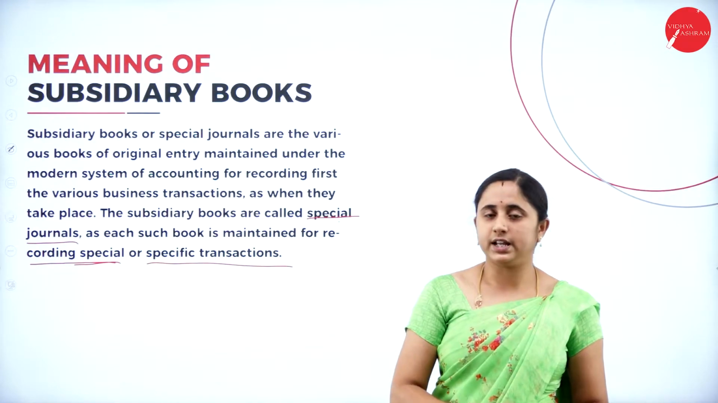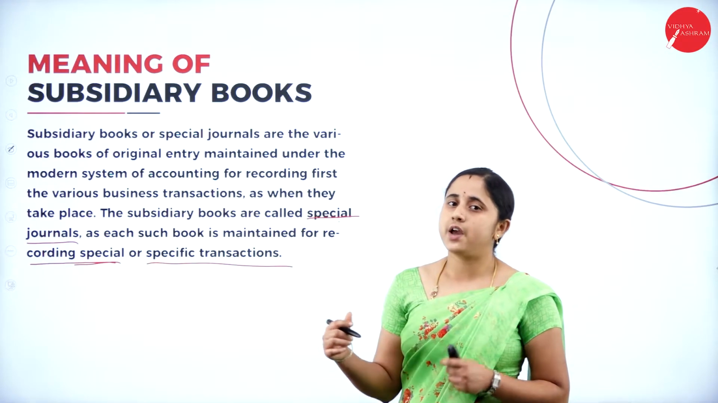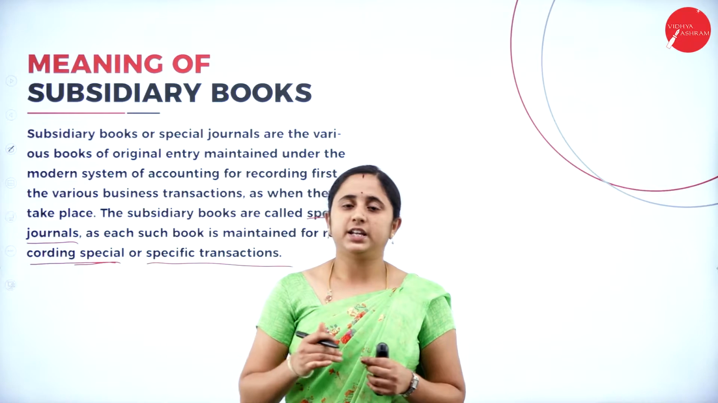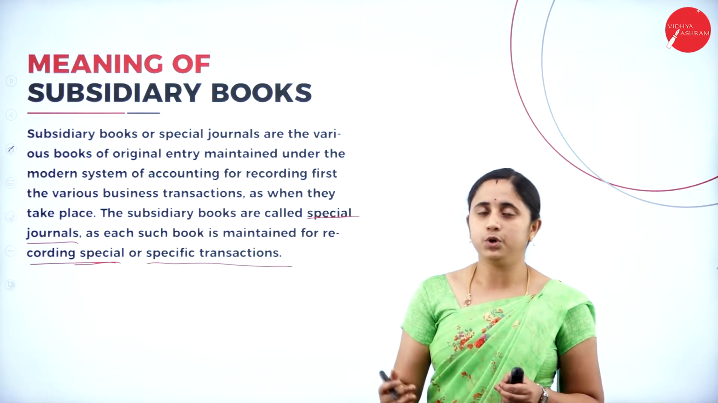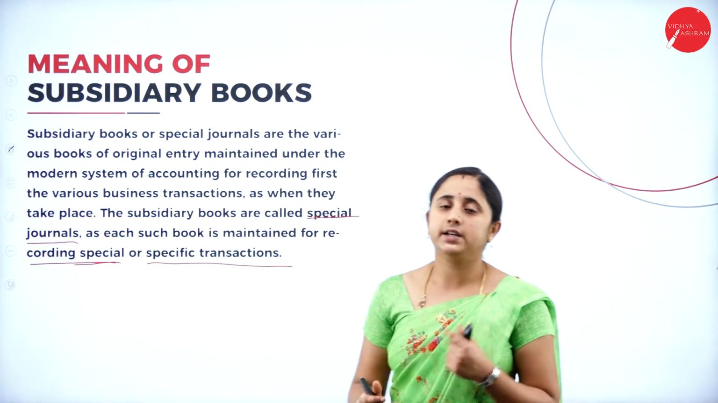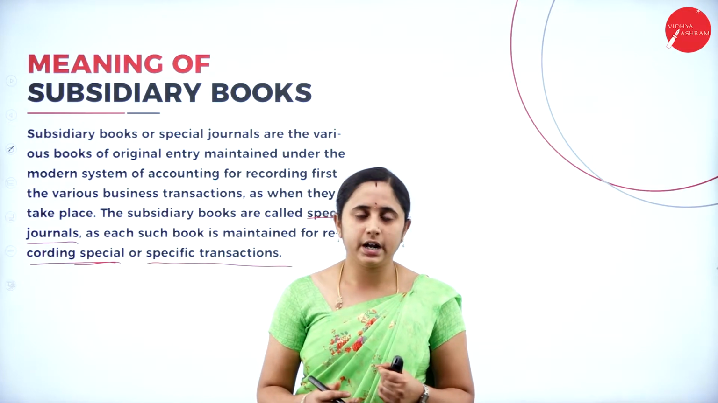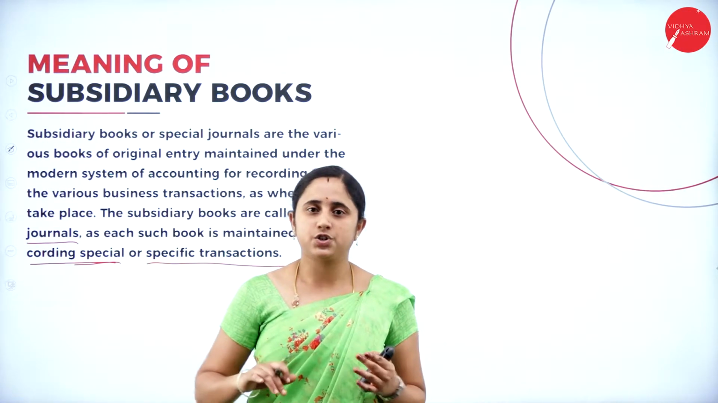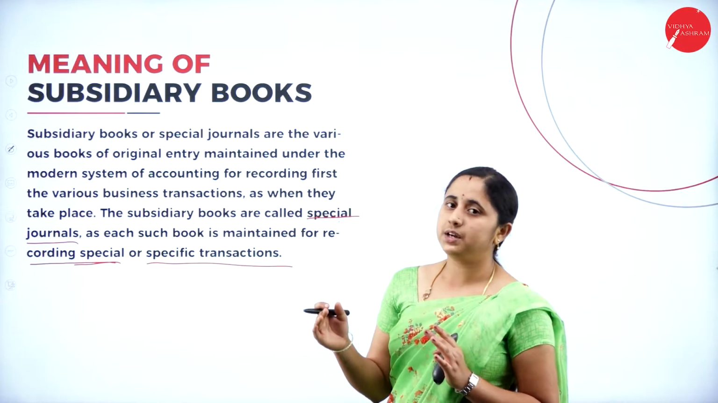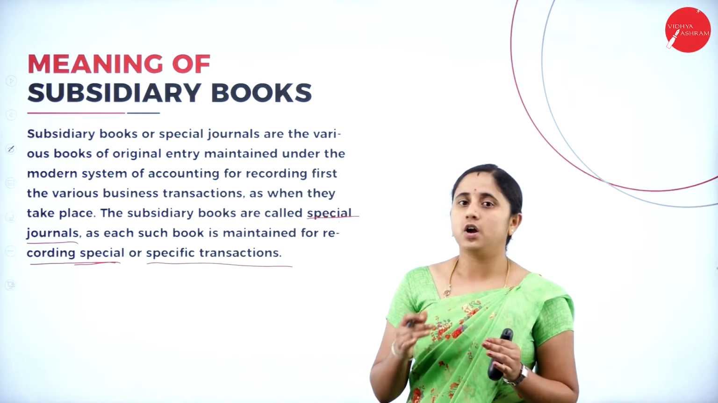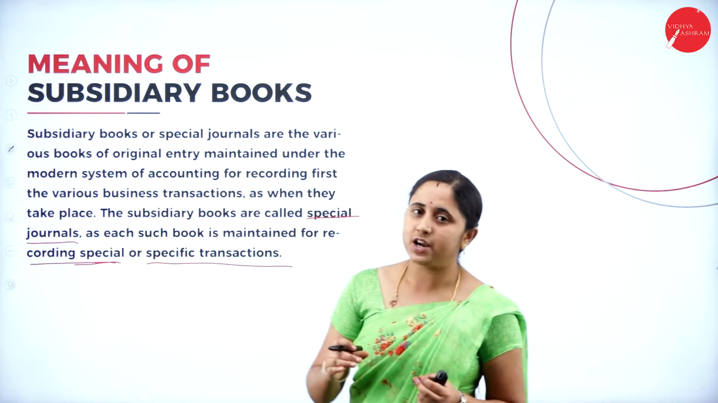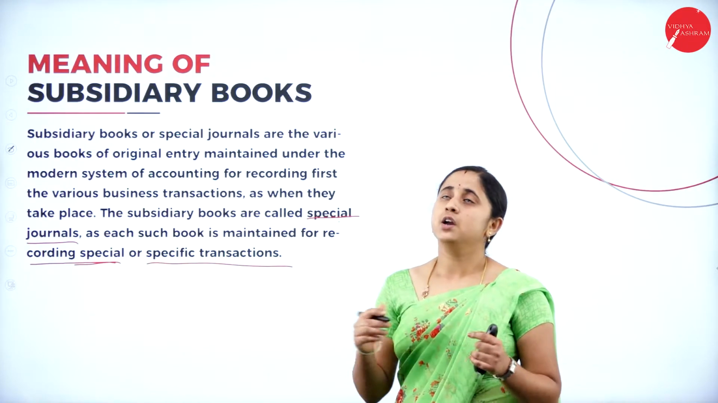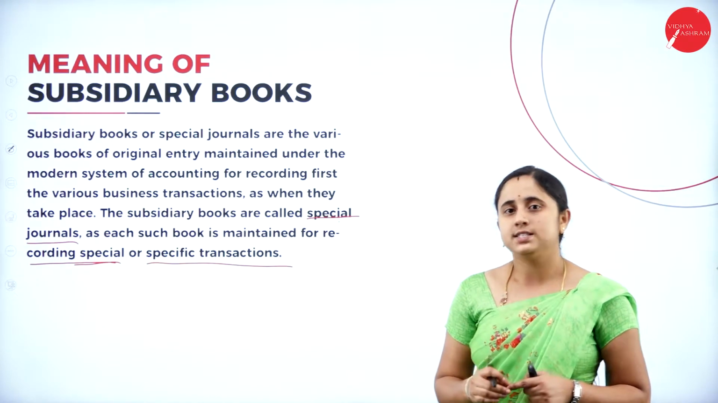In a normal journal book, you will record all the transactions in a single book. So it is difficult for the management to identify a particular transaction when they need it. If it is a small business, they can identify the transaction, but in a large business or big organization, they cannot find the particular transaction whenever they want. So it is difficult for them to identify. So they came with the concept of subsidiary book.